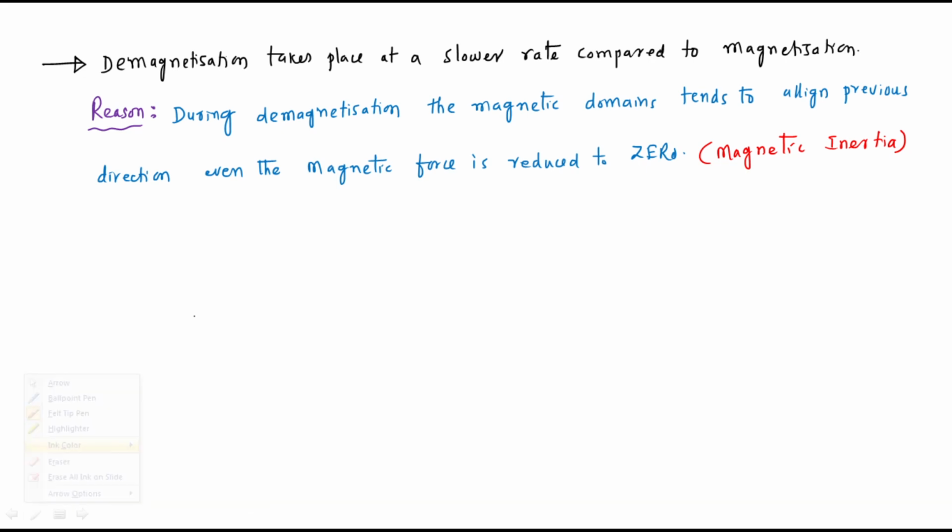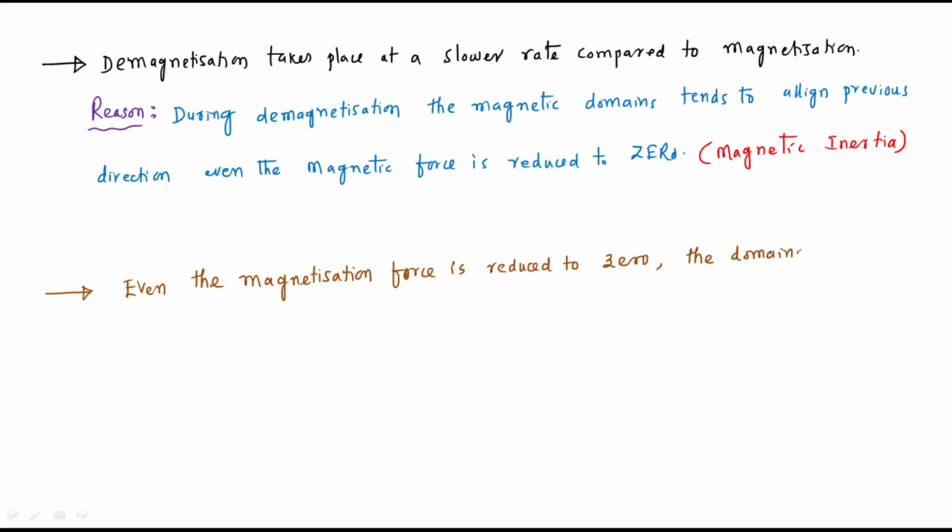This is a very important point, so let's write that point. Even when the magnetization force is reduced to zero, what will happen? The domains in the magnetic material become free, but they are not completely free. This is a very important point.